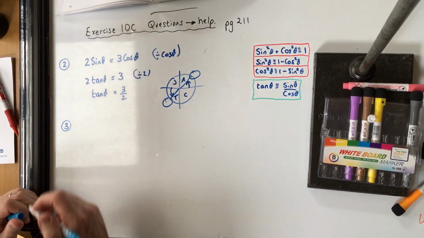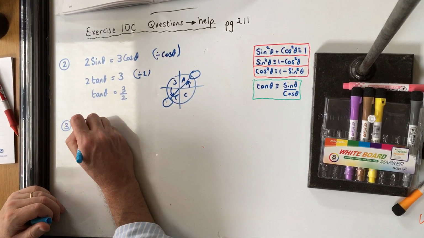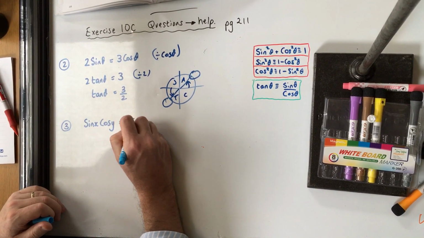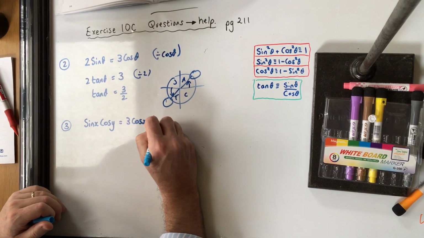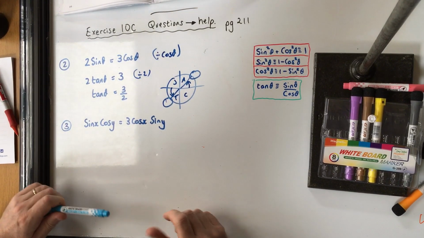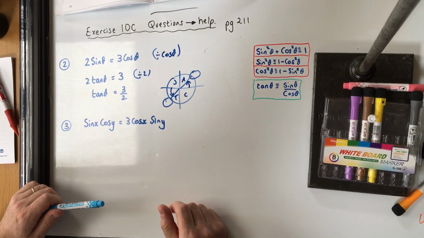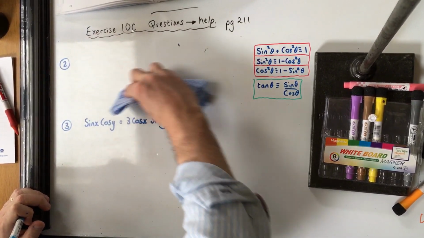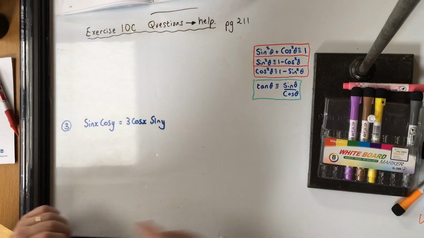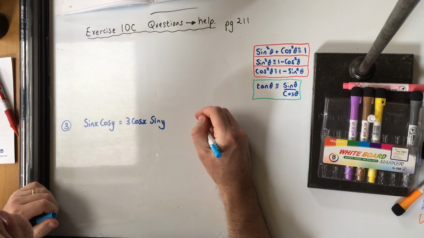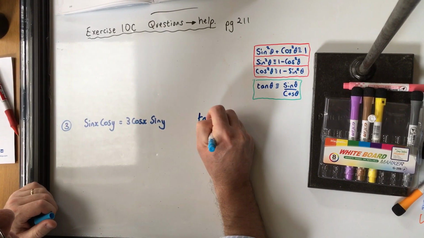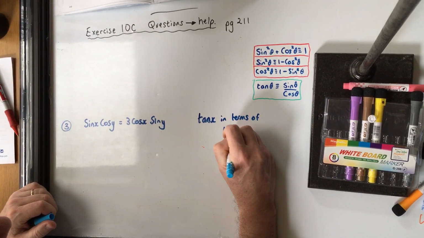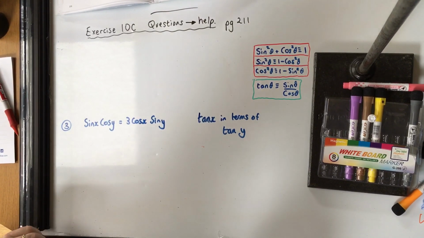Question 3, we've got sine x cos y is equal to 3 cos x sine y. Express tan x in terms of tan y. That's what it's asking you to do. I'll rub that out so you're not getting confused. So, what's it asking you to do? Tan x in terms of tan y, whatever that means. We'll find out in a minute.